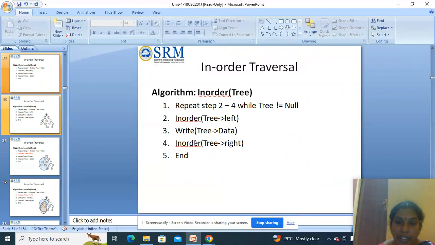Okay, and here this is the algorithm for in-order traversal. We have to first check whether the tree is null or not.